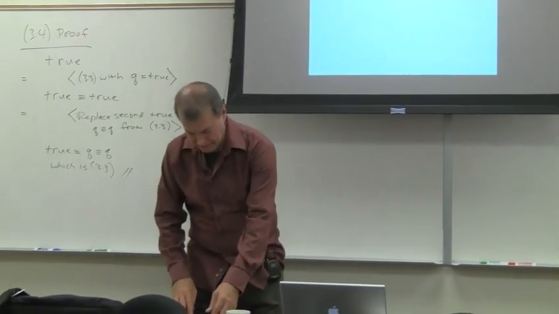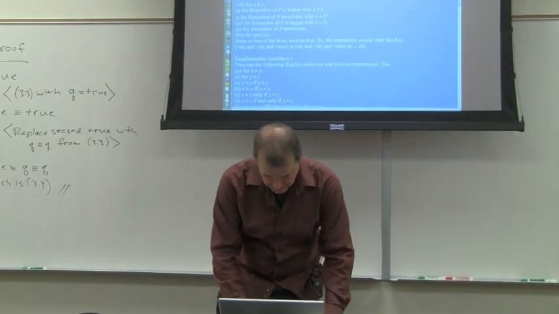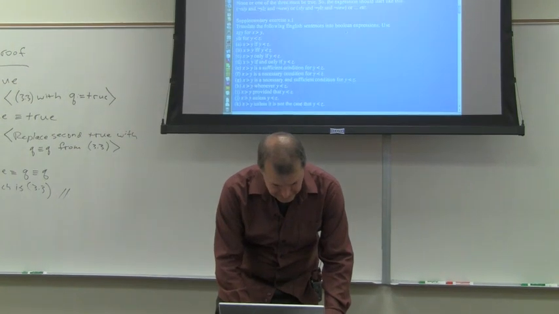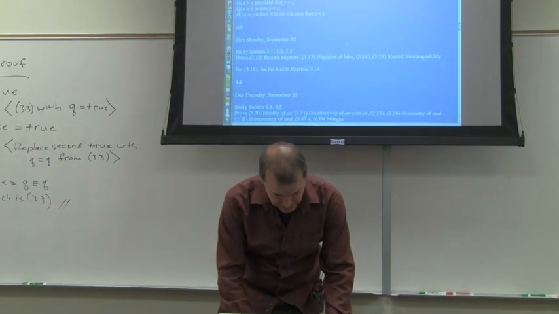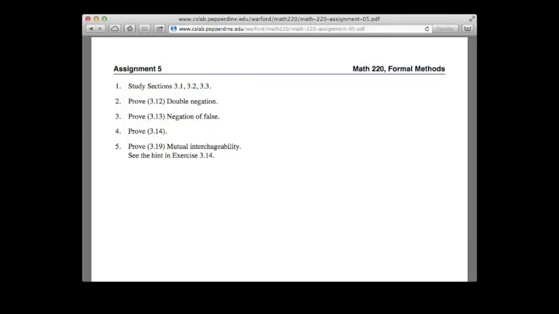Let me point out the homework now for next time. You have 4 proofs, all right? So look at your handout here, okay? And it's to prove 3.12 double negation, okay?